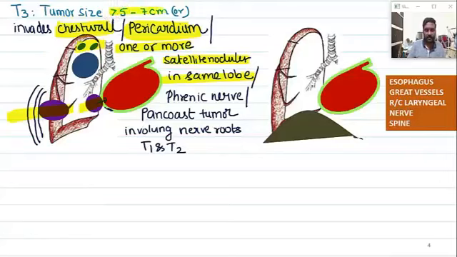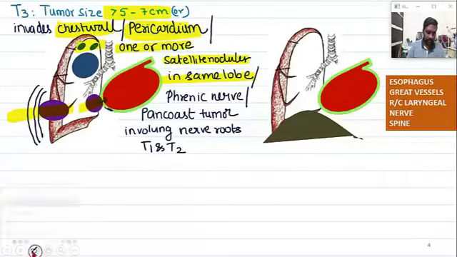So T3, you should know this size. It varies more than 5 centimeters, up to 7 centimeters. It will not be more than 7 centimeters, or a tumor that invades the chest wall. So pericardium, you can see the chest wall is getting involved here. The pericardium involvement, satellite nodules in the same lobe, or phrenic nerve, or a Pancoast tumor of the lung apex that is involving, that can involve nerve roots T1 and T2.